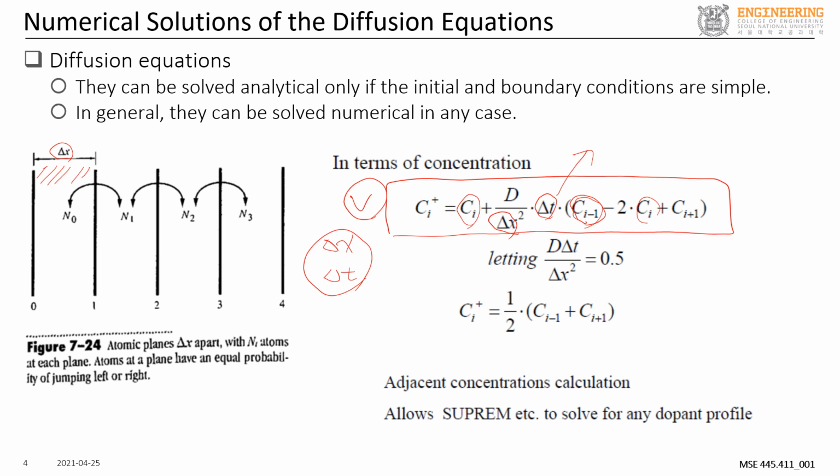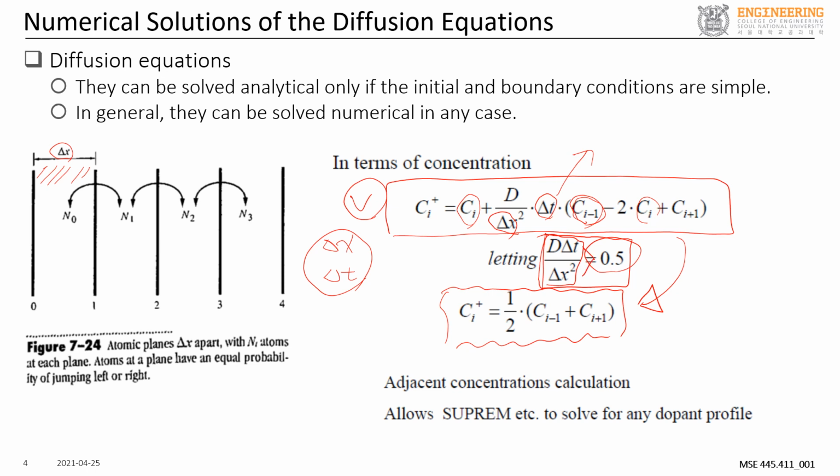So one thing we want to know is how small should they be? And this type of mathematical manipulation gives you some clue. If you choose delta x and delta t such that this thing is 0.5, what you get is this equation. So now you can completely cancel the CI term.